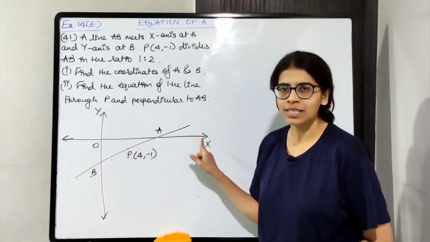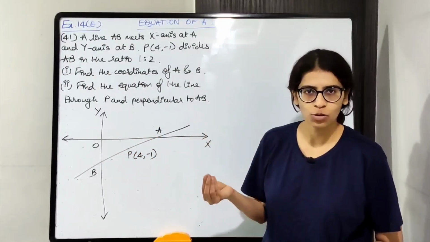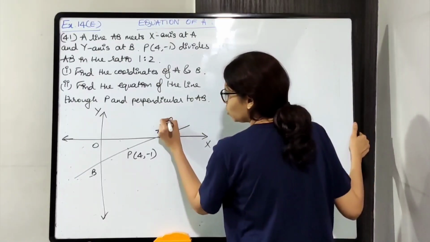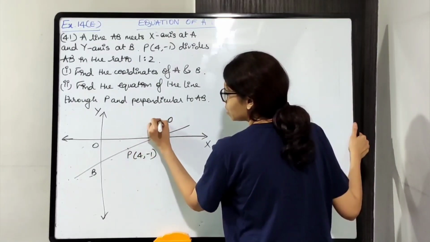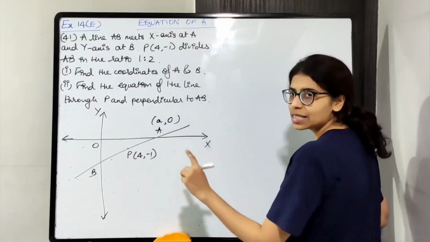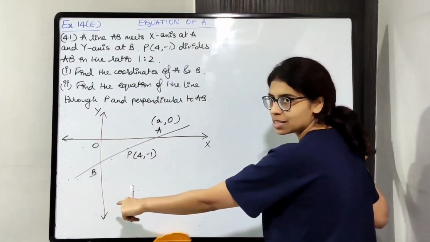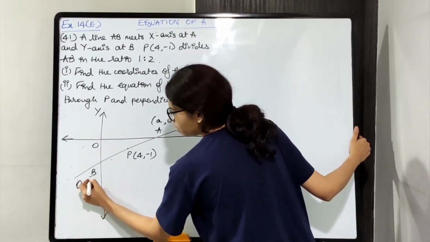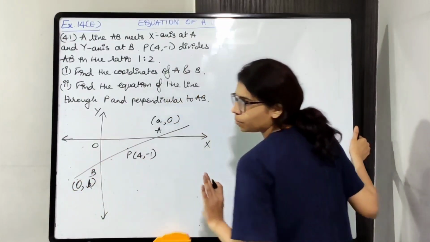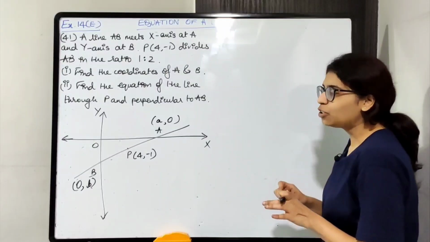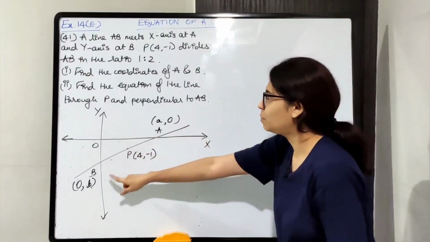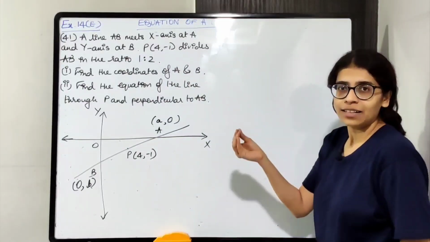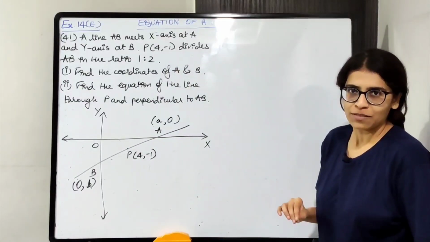So A lies on x axis, therefore y coordinate 0 हो जाएगा, है ना? So y coordinate 0 होगा and x coordinate, let's say it is small a. Okay. Same way B lies on y axis. So x coordinate will be 0 and y coordinate will be, let's say, small b. Okay, we need to find the coordinates of A and B. First part, we need to find that. So for that, what information is given to us?